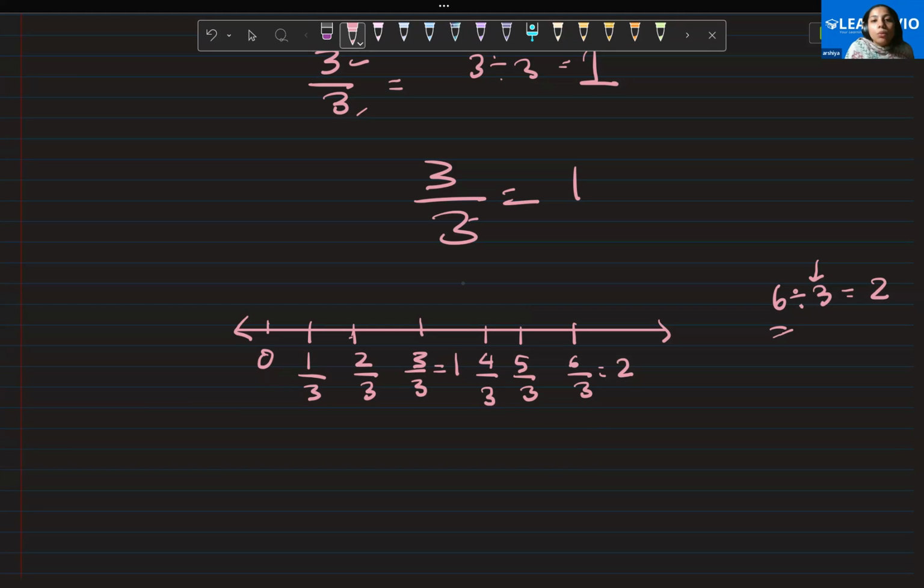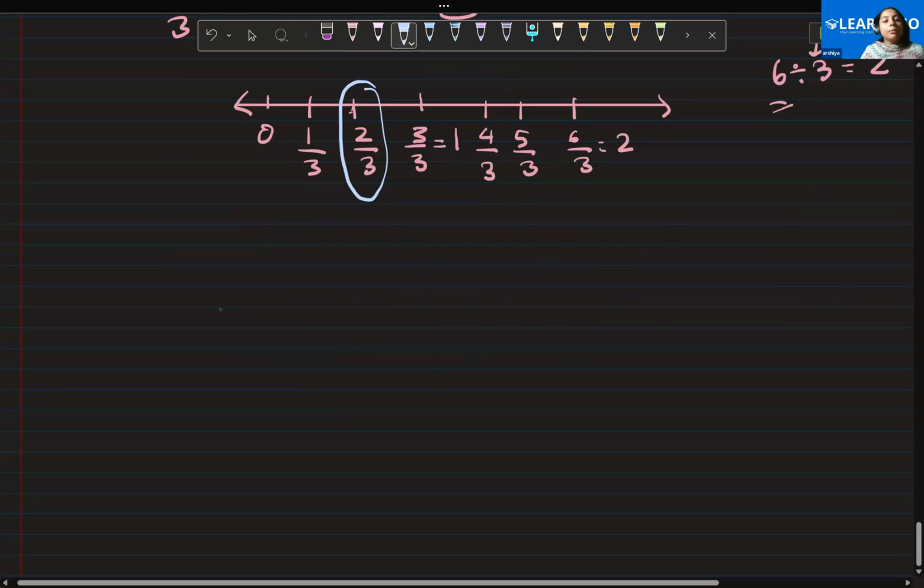Now I had to mark 2 by 3, right? So I will locate 2 by 3 and just circle it. Is it clear so far? We'll do more questions, but is this 2 by 3 example clear? Are you understanding it or not able to understand? Okay, we'll take a different number.